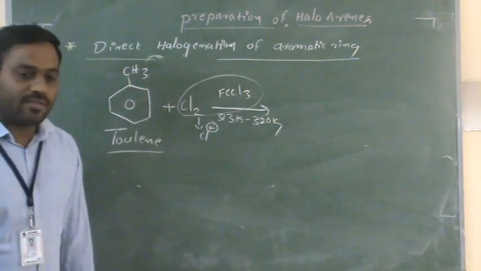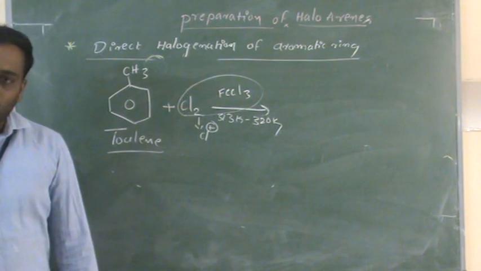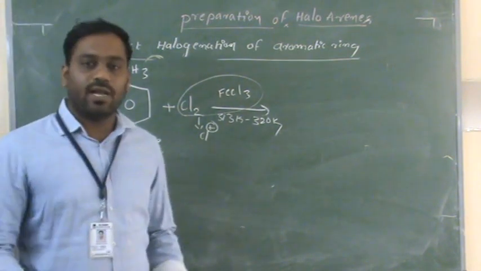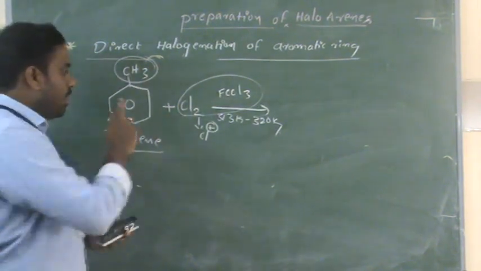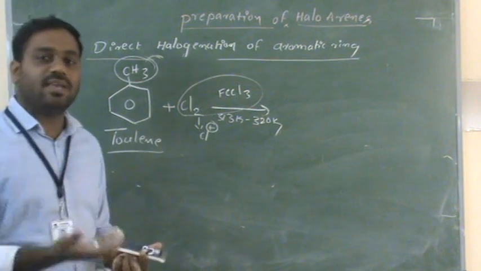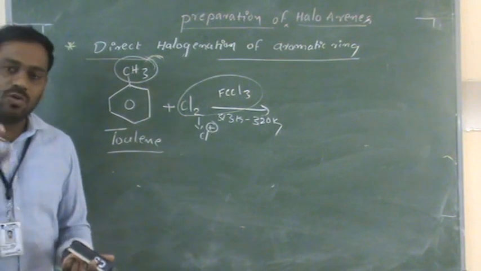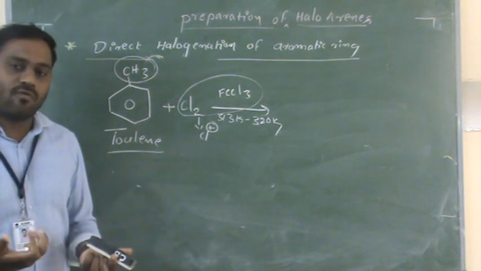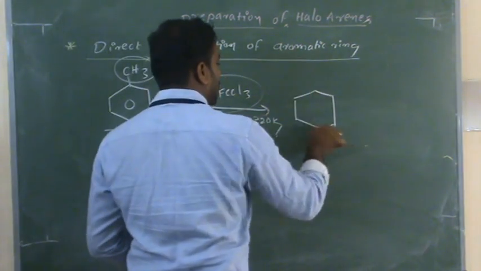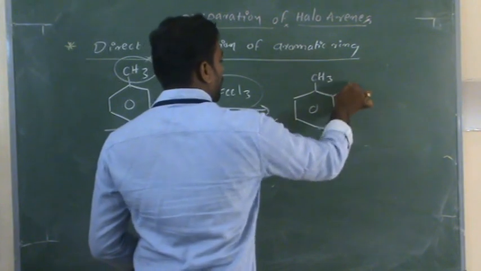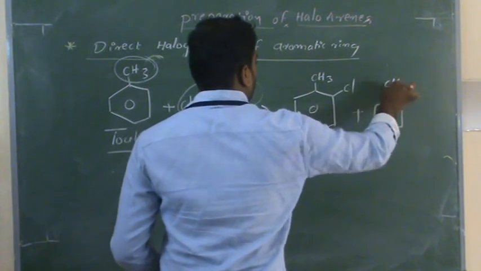Where is that Cl+ electrophile going to attack? It is going to attack the ortho or para positions. Why? Because the CH3 on benzene is also an OP directing group. What is the meaning of an OP directing group? That group directs the incoming electrophile to attack either the ortho position or the para position. This is one product we are getting, and this is another product.